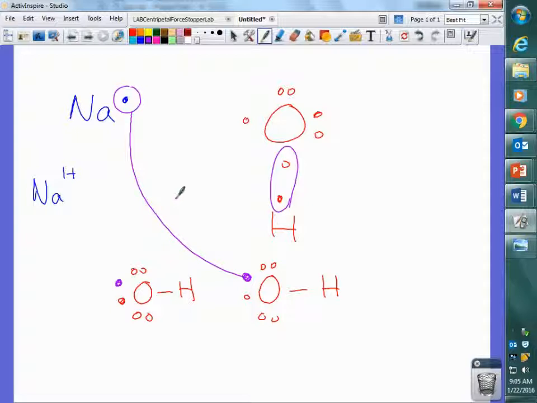Yes. What are ions? What's our definition of an ion? Something that has a what? A charge, because it has more electrons than protons or vice versa.